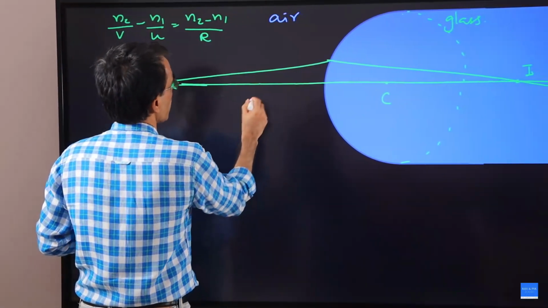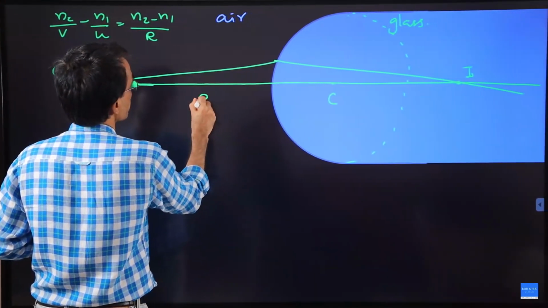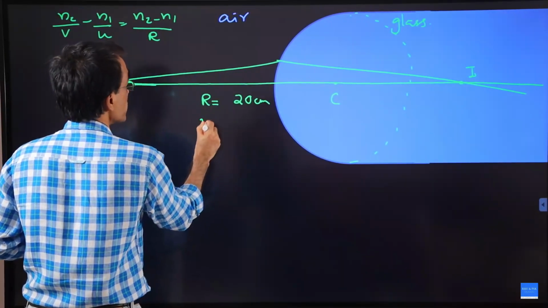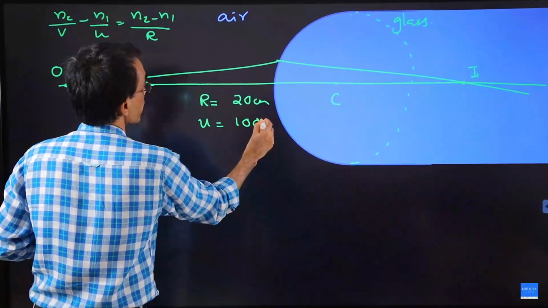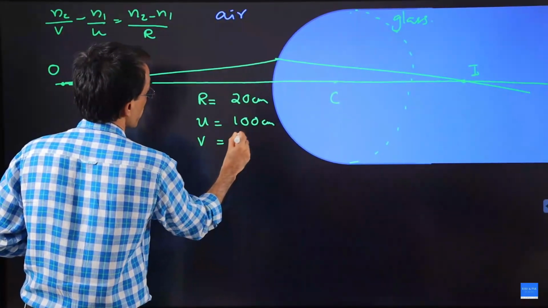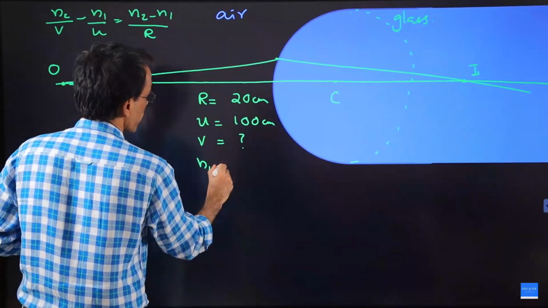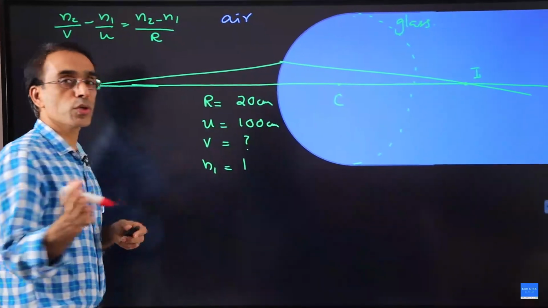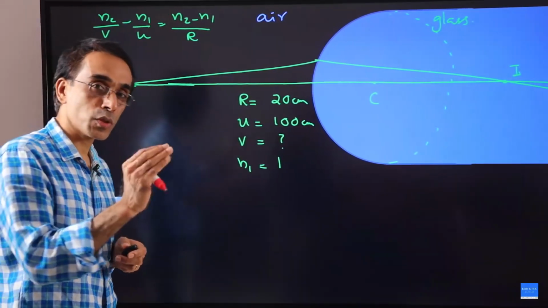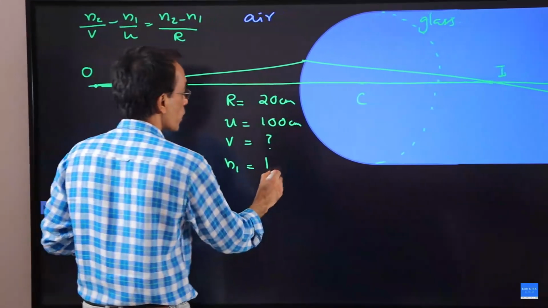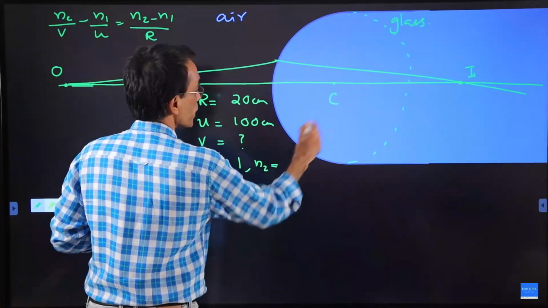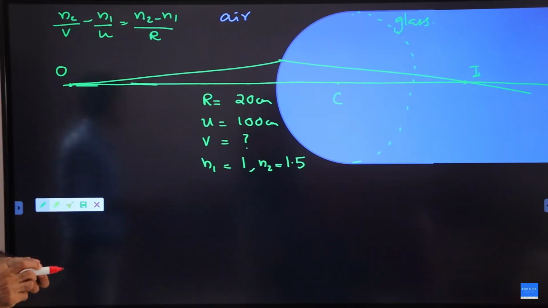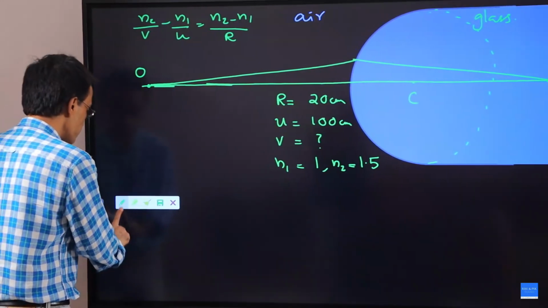R is given. What is R given as? R is given as R equal to 20 centimeter in the question, and object is kept at 100 centimeter given in the question. V I have to find out, not given. What is N1? N1, air, refractive index is 1. I told you in the video it's 1.00029, but take it as 1. And what is N2? N2 is the second medium, refractive index is given as 1.5 in the question. So all the data is available. Okay, so let us calculate.